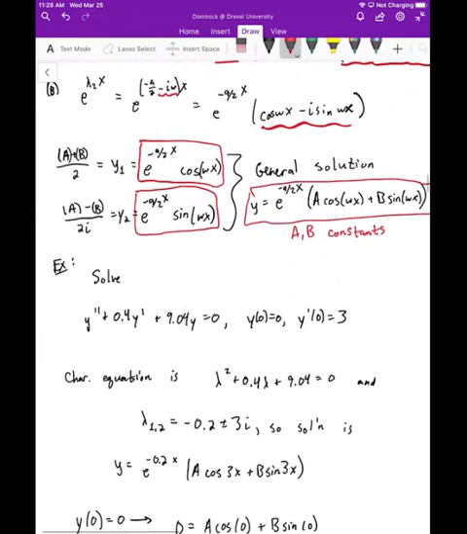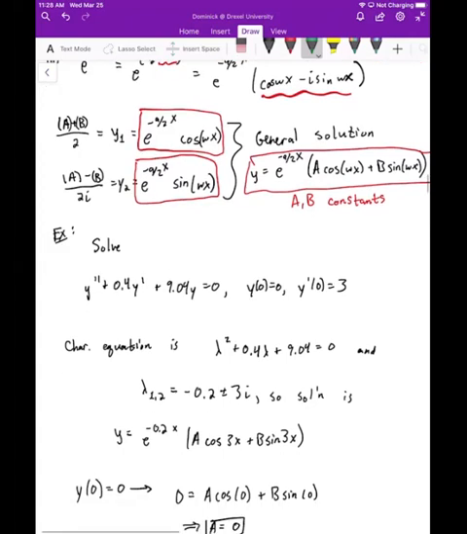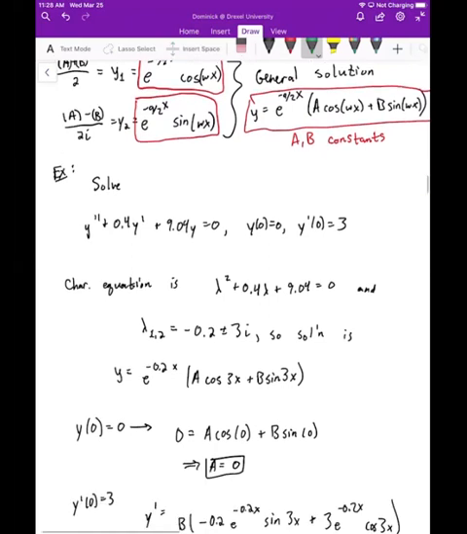Okay. So it looks like I have most of this one written out already. So that's good. In this example, I guess I did that because it was annoying to factor. But the idea is, again, same idea. We want to assume that y is equal to e to the lambda x is a solution. So then our characteristic equation will look like this. And if you were to use the quadratic formula, you could find that your two eigenvalues are negative 0.2 plus or minus 3i. So again, what happens there?